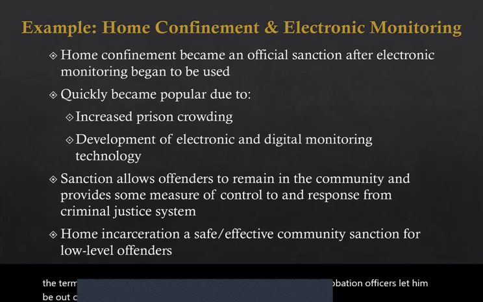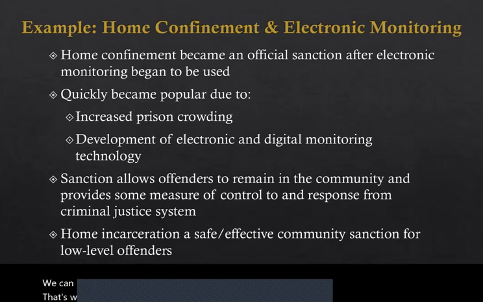And the idea here is the sanction allows offenders to remain in the community and provide some measure of control to and response from the criminal justice system, right? Home incarceration is a safe and effective community sanction for low-level offenders. And so again, we're talking like, okay, yeah, they did something bad, and that was pretty bad, but prison, we can do something different, right? It's that kind of feeling. That's what we're talking about, home confinement.